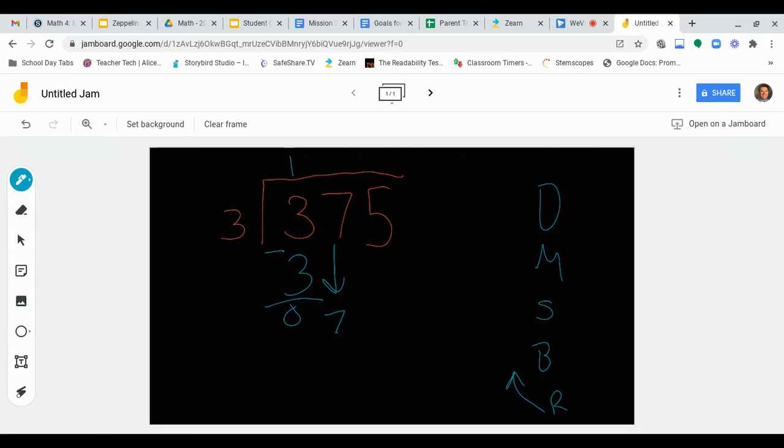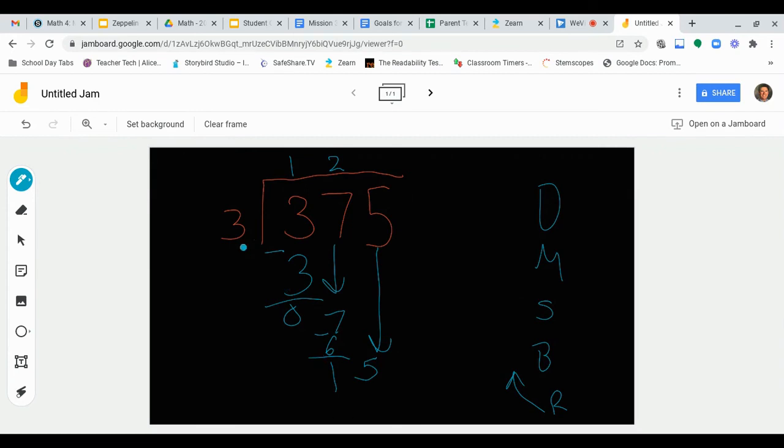So 7 divided by 3: how many times does 3 go into 7 without going over? 2 times. Now I do 2 times 3, which is 6. Third step, subtract: 7 minus 6 is 1. Then I bring down the 5 and repeat all the steps again, now with 15 as my number, because I had 1 left over and brought down the 5.